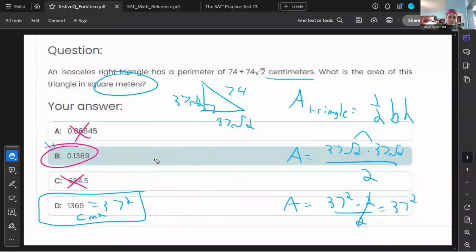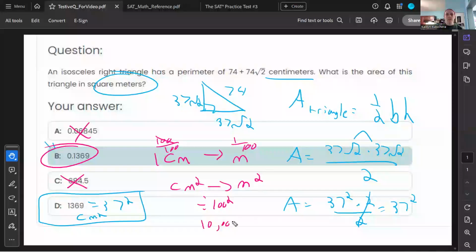But if we want to get there, you want to think about how you do your linear conversion. So if you want centimeters to meters, right, there's 100 centimeters in 1 meter, which means if I want to go from centimeters to meters, I'm just going to divide everything by 100. So similarly, if I want centimeters squared to meters squared, instead of dividing by 100, I'm going to divide by 100 squared, which is 10,000, which means I'm going to move the decimal point 4 units to the left. And you can see here, 1, 2, 3, 4 is here. So that is why it is B.